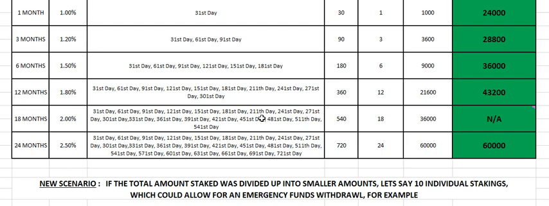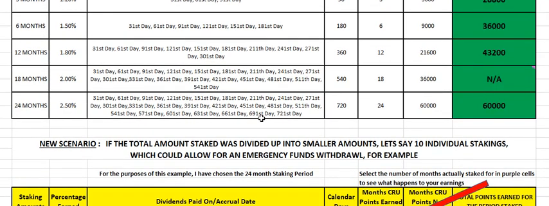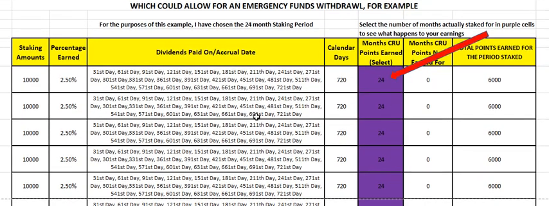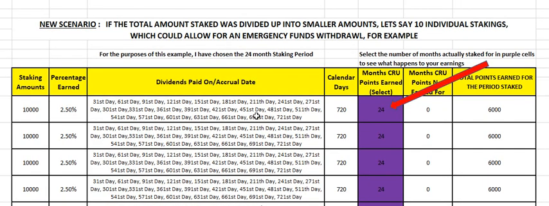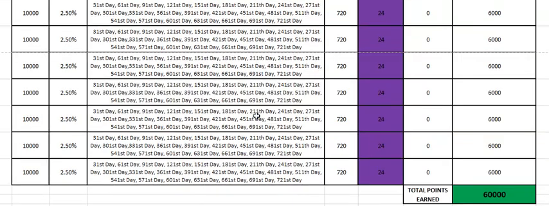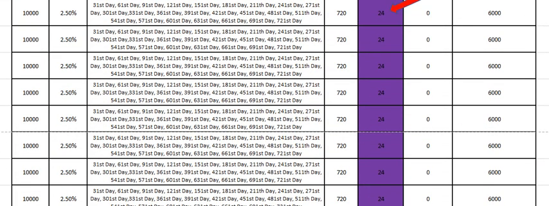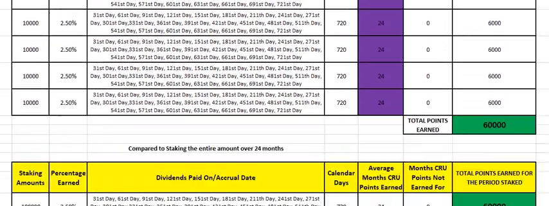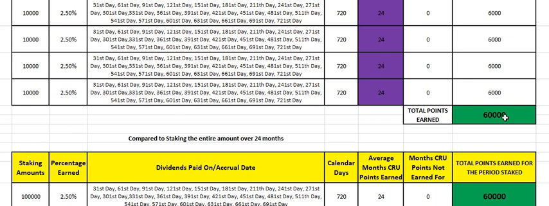So what has been suggested, and I think Andrew Twelftree, my upline, has already done something along these lines, and I haven't seen his video, is let's just say instead of investing the 100,000 for a total of 24 months, why not break it up into 10 different stakings of 10,000 each. So you're still going to receive the 2.5% over the period. And if you stake it for 24 months, obviously you're going to receive 6,000 for each different staking. And at the end, you're still going to get the same 60,000 CRU points as interest, as a dividend.